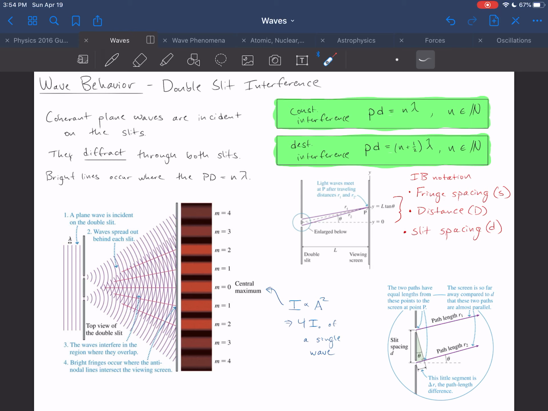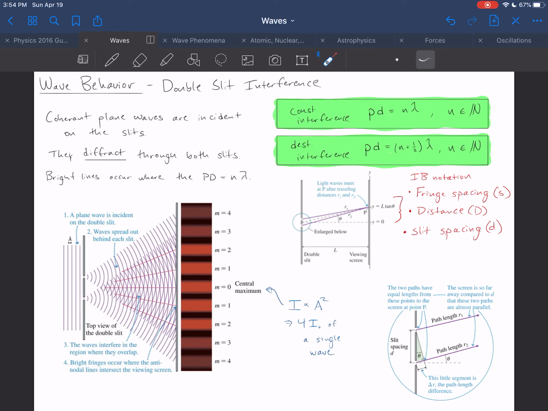And then here's the key. We get bright lines where the path difference between the two waves is exactly equal to an integer number of wavelengths. So if that path difference is 0, as it is for the central maximum, then you can see that the waves overlap there. And because they overlap, you get constructive interference, and that central maximum is known as, in particular, the 0th order maximum. So it is the central maximum where the path difference is 0.